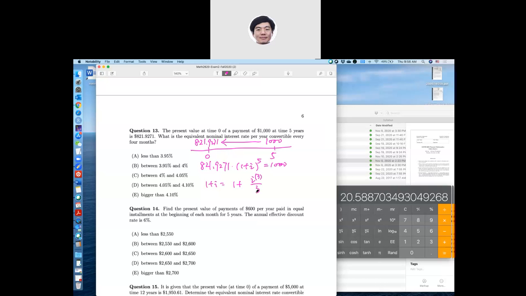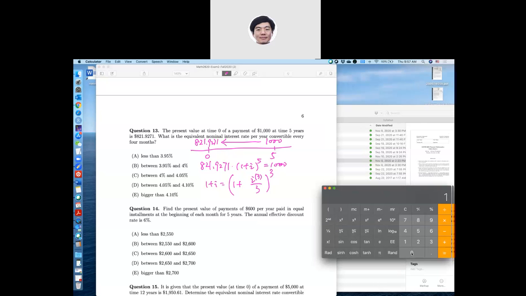That means it's i upper 3, right? So there are 12 months a year, and I want the frequency to be 4 months, which means 3 times a year. Okay, so convertible 3 times, right? 3 times means every 4 months. Okay, so I need to calculate my i first. Technically, you can keep this, right? So now let's do it.